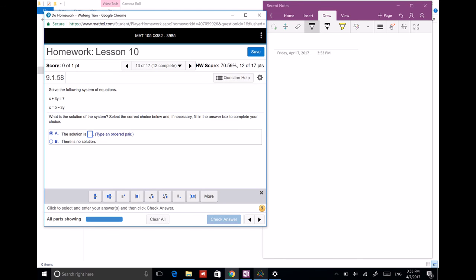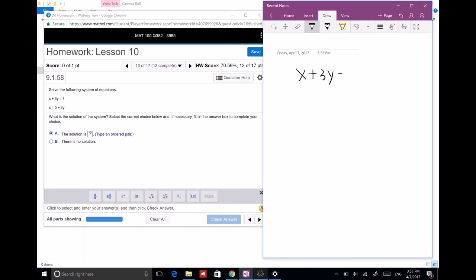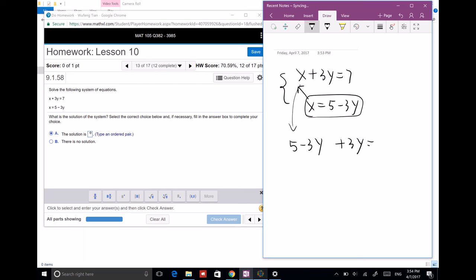The solution to solve this equation, this is a previous one. You can use substitution. x plus 3y equals 7 and x equals 5 minus 3y. What we can do, we can use substitution. Plug x back into the first equation. So 5 minus 3y equal, replace the x by this expression. 5 minus 3y plus 3y equals 7. So this canceled out. You get 5 equals 7. And this will never happen. There is no solution.